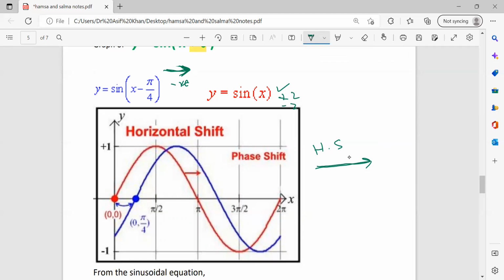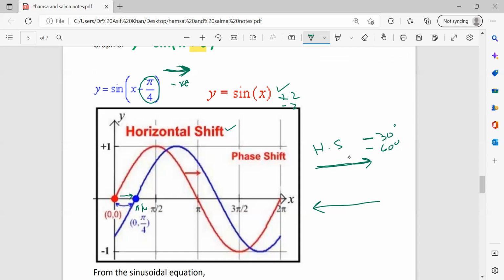Clear? Similarly, if you add or subtract any number with the angle, then this is called horizontal shift. And in this one, the curve will move forward or backward. But here, what is the difference? Whenever you are subtracting any number, let's suppose minus 30 degrees or minus 60 degrees, or minus 45 degrees, it will move forward. Just like here, it says minus pi by 4. So this angle will be pi by 4, and this curve will move from here to there.